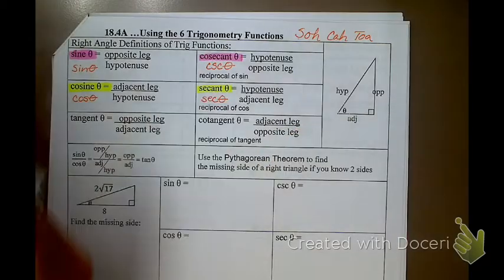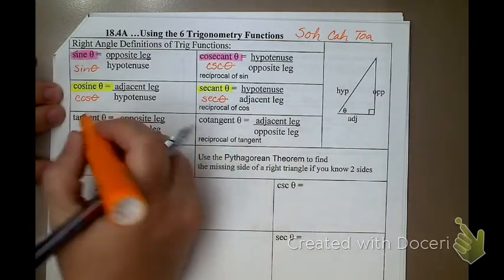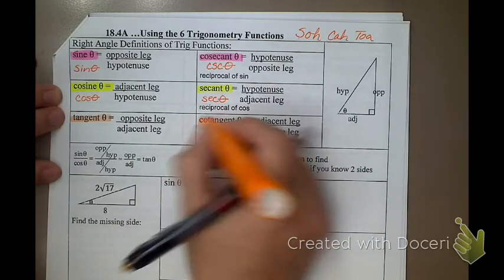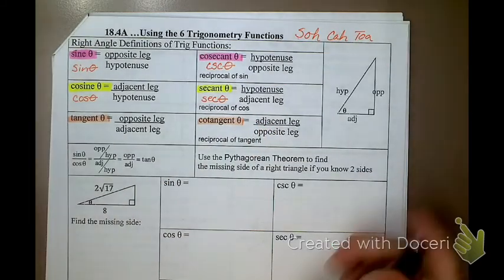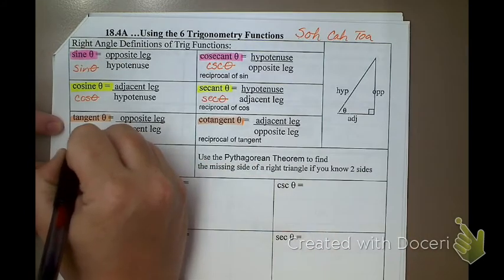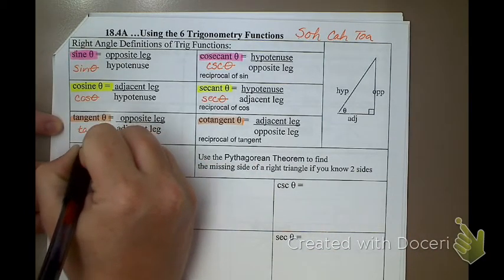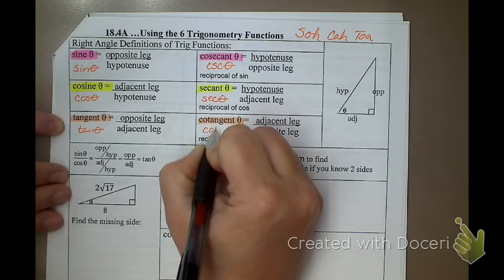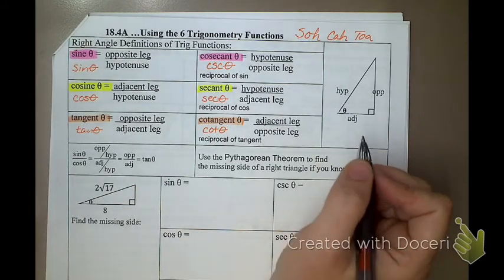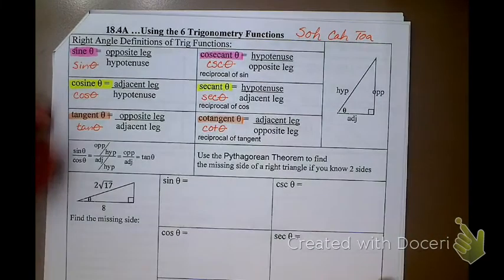And then finally, we have tangent, which we know is opposite over adjacent, and the reciprocal of tangent is called cotangent. And that would be just flipping it: adjacent over opposite. Again, we call this one tan theta, and this one cotangent theta. We abbreviate COT. Okay?